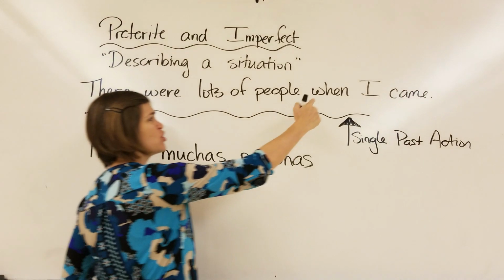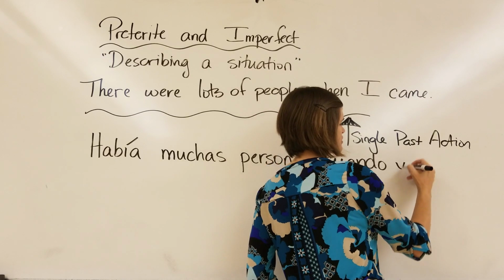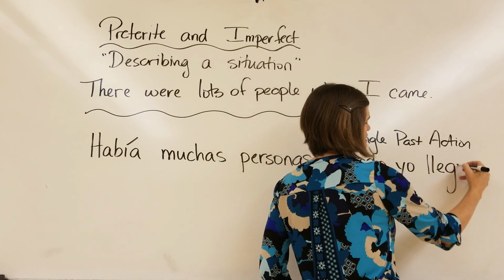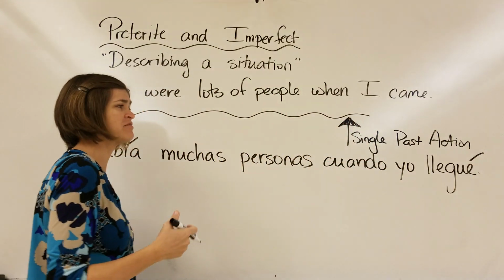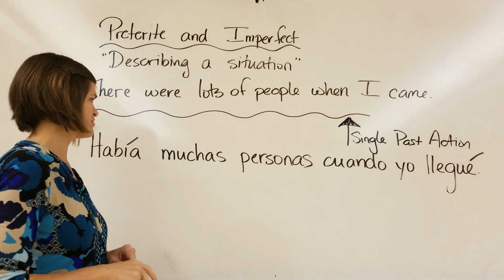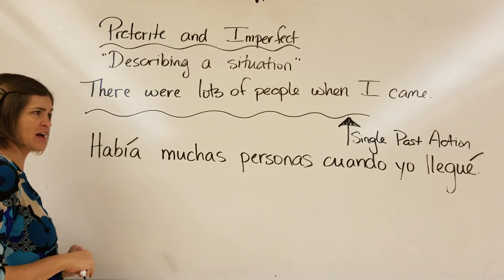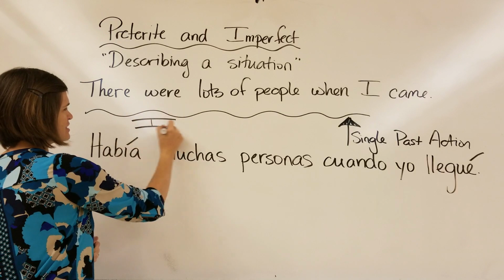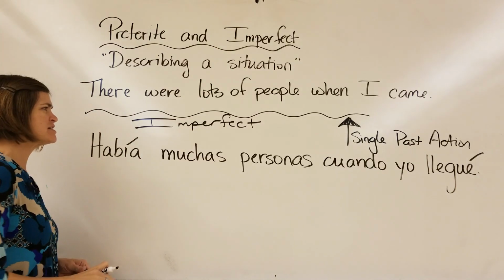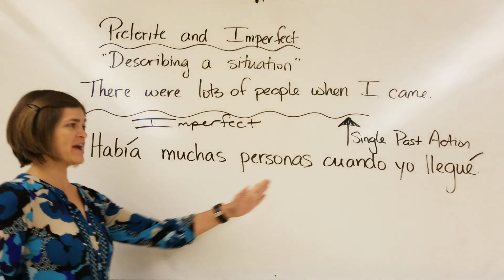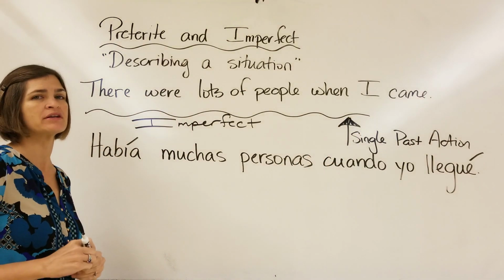Había muchas personas cuando, and then I arrived, yo llegué. And I put that little change there because it's a gar verb. Llegar is to arrive. Llegué is I arrived. So there were lots of people is the situation, and we use the imperfect for that. All of this is the imperfect to describe the scene, the setting, the situation. When a single past action occurs in my narrative in the past, that will be in the preterite.